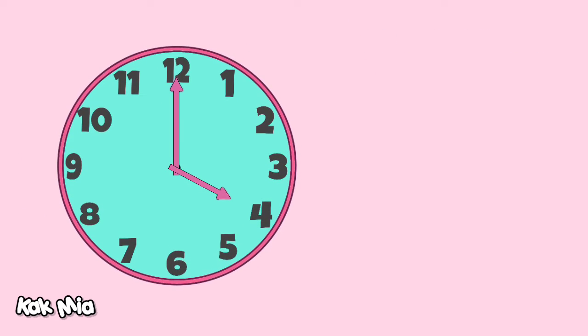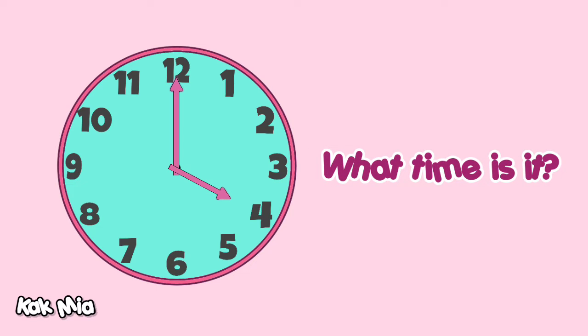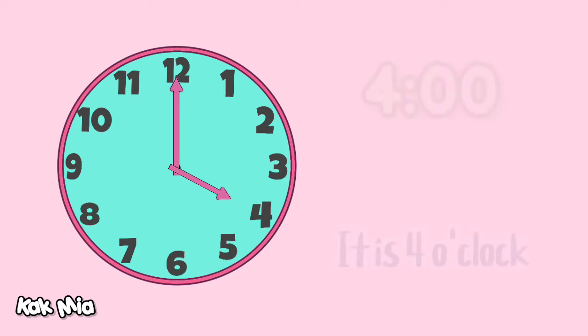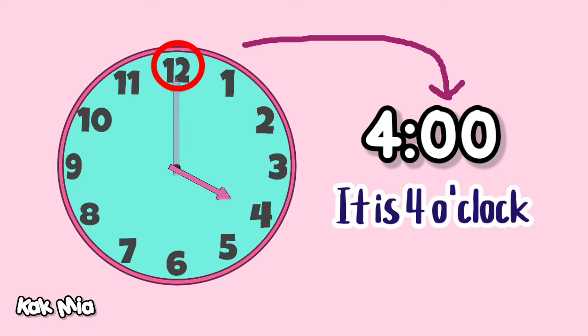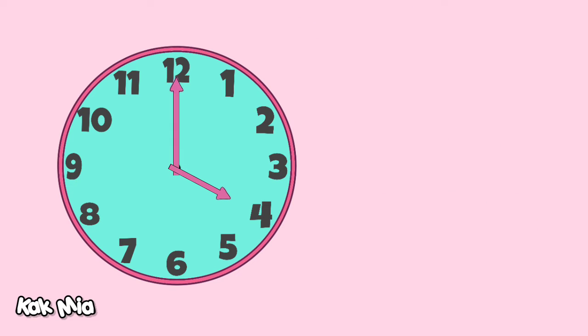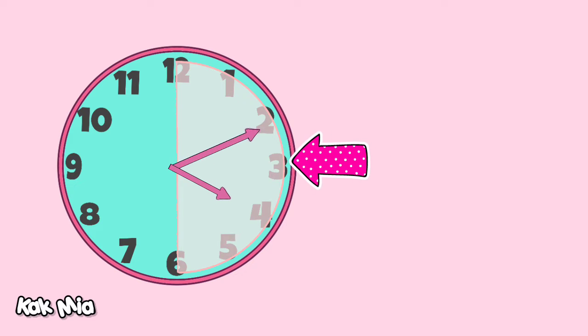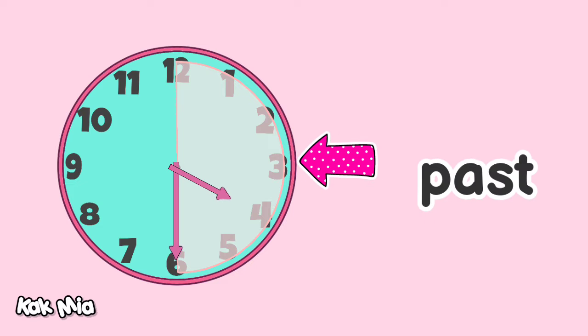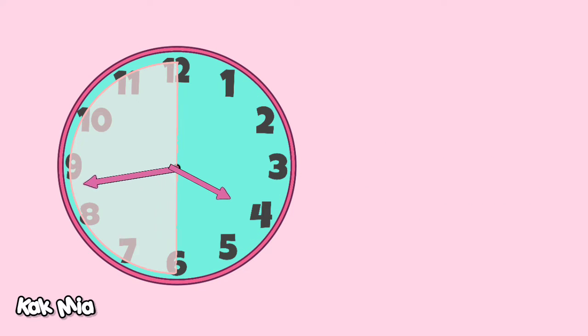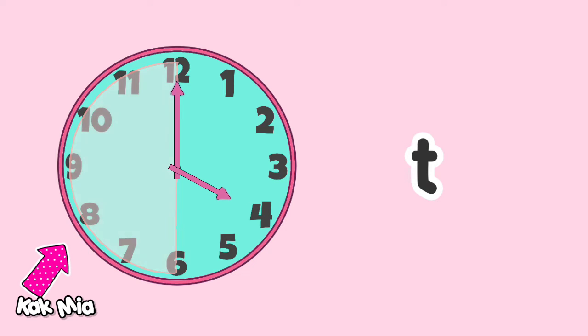Now, look at the clock. What time is it? Yes, you're right. It is 4 o'clock. When the minute hand points to 12, it is called o'clock. How about if the minute hand points to this area? We should use the word past. And when the minute hand points to this area, we should use the word to.